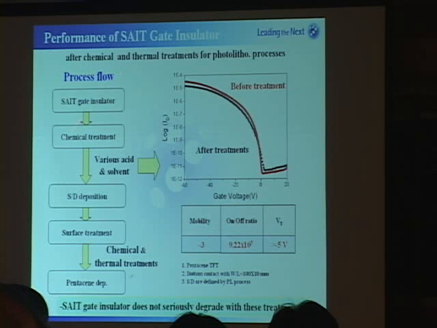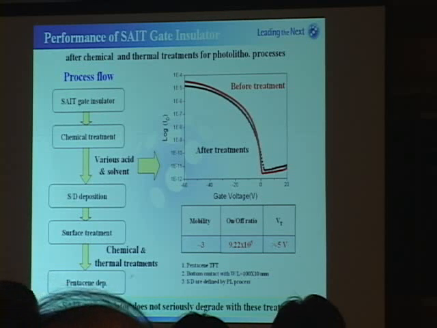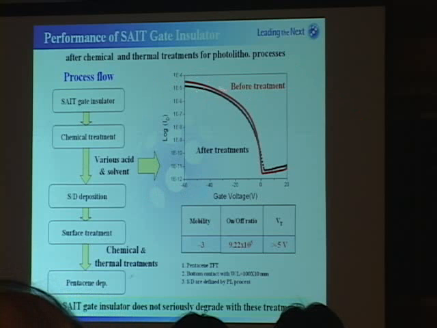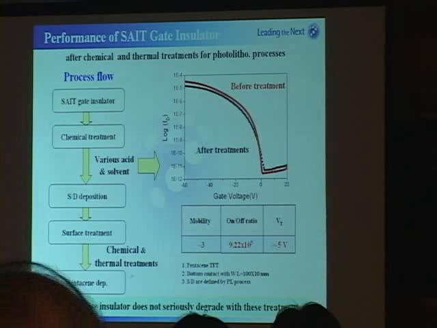This is the process flow. In this flow, there are several kinds of chemical and thermal treatments. And generally, these chemical and thermal treatments cause a performance drop, seriously. This is the gate voltage and this is the drain current. This is before treatment, and this is after treatment. It was quite lucky. Our gate insulator doesn't seriously degrade with this treatment.